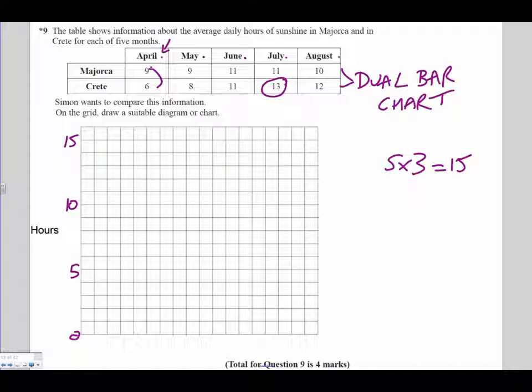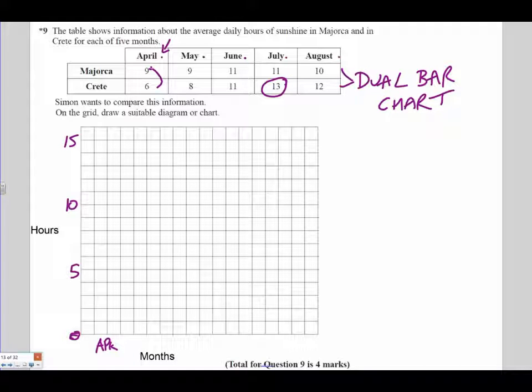Again, we need to label the axis and start planning where we're going to draw the information. So if we leave a gap for our first bar and the axis, and we make the first area, our first 2 bars for April, April will take these 2 bars here. So let's draw in April.